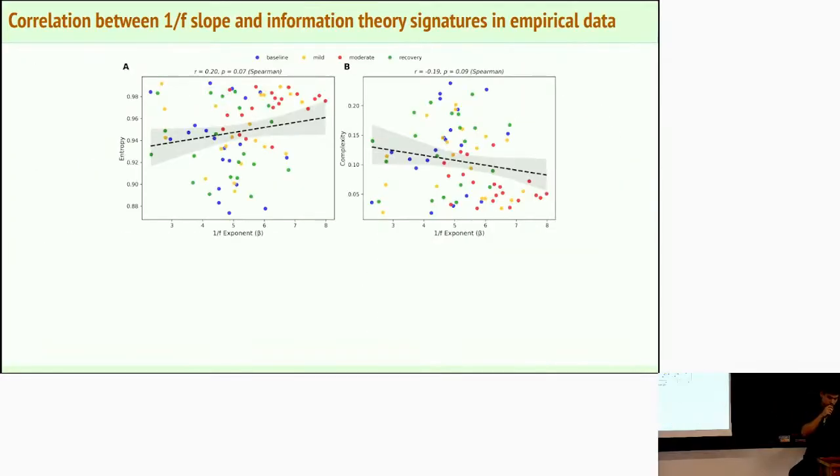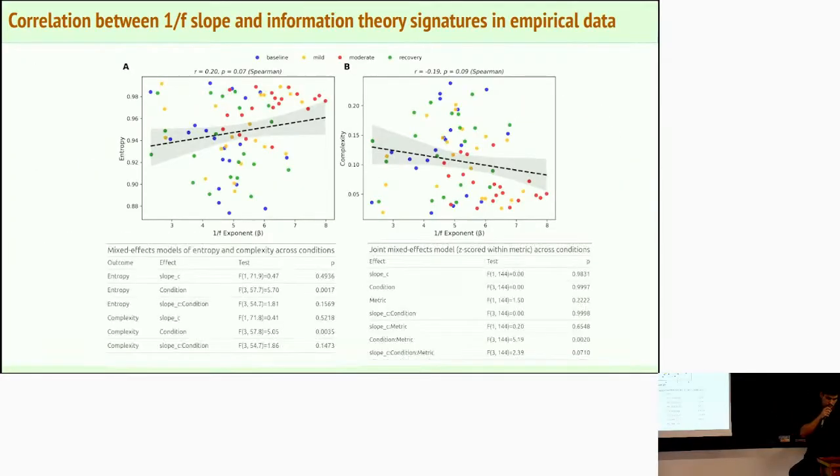And this also responds to the question we had about whether the 1 over f slope and complexity and entropy are saying the same things. We find with a Spearman correlation that they are not significantly correlated. We also did mixed effects models, but for time I will just say that only the condition is what is moving the complexity, entropy, and the slope. So they are saying different things about the brain state. They are not redundant. It's a good way to characterize both of these metrics.